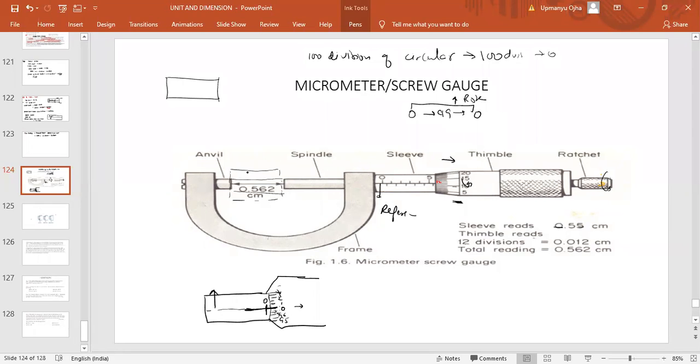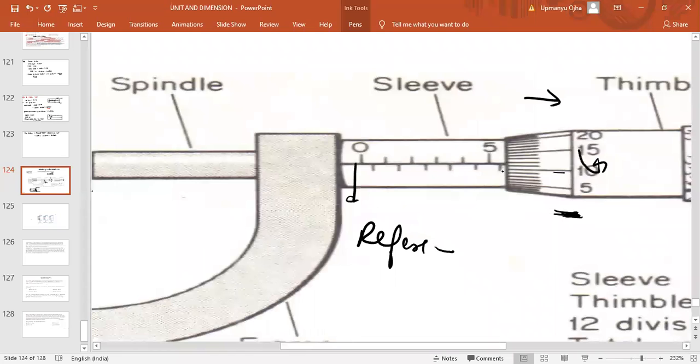I have to place it between the spindles. When you place it between the spindles, the circular scale will rotate and move on the right hand side. After moving, you will get some reading like this. If I zoom this figure, you can see the reading. It is 0, then 1 millimeter, 2 millimeter, 3, 4, 5, 6, 7. This is visible to us, which means this is the main scale reading.